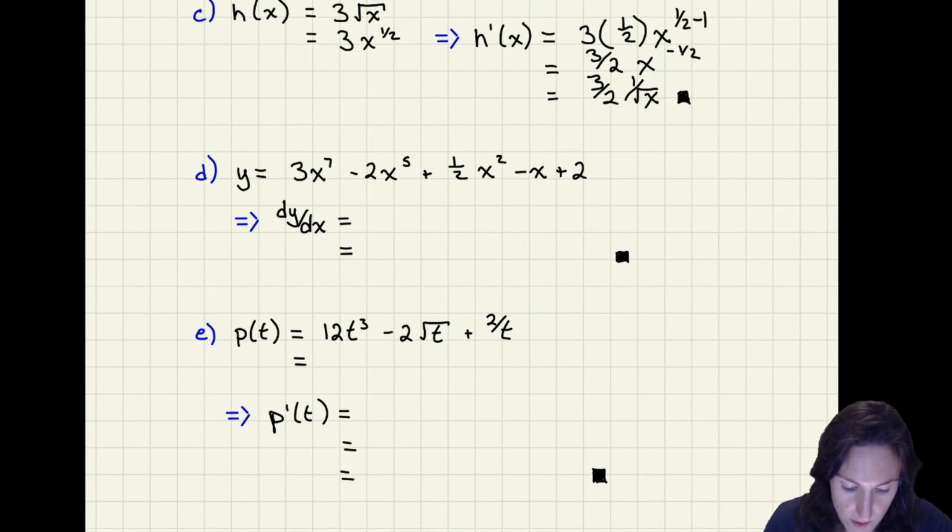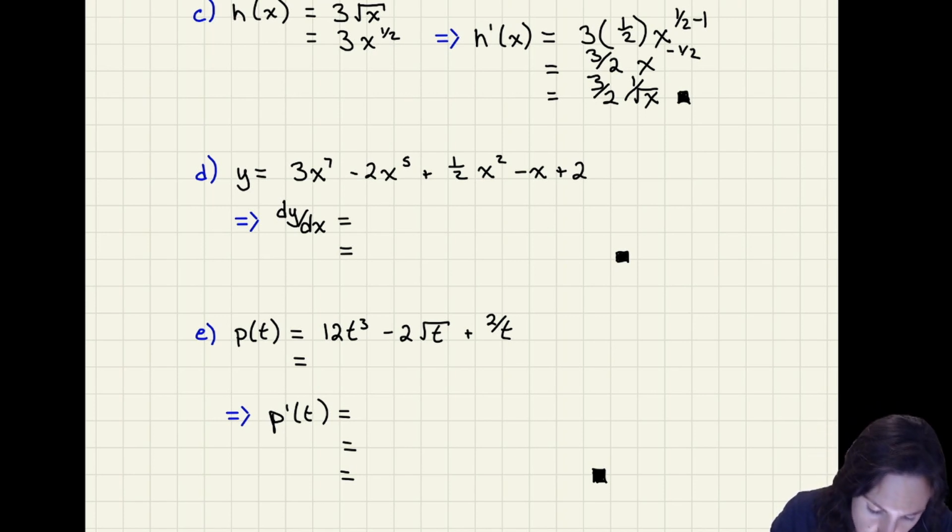Now let's look at this one. So this is a whole bunch of terms added up together. This is a type of polynomial. Notice this time our function is just called y. So to take the derivative in terms of notation, we would say dy dx, so differentiating y with respect to x. And now let's do each term since we can distribute the derivative.